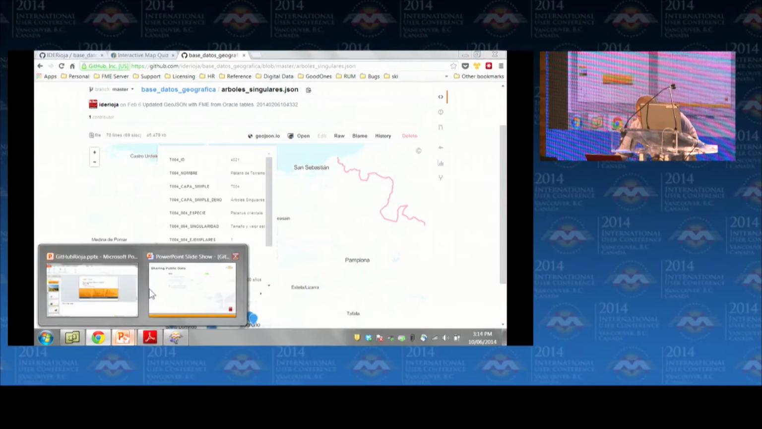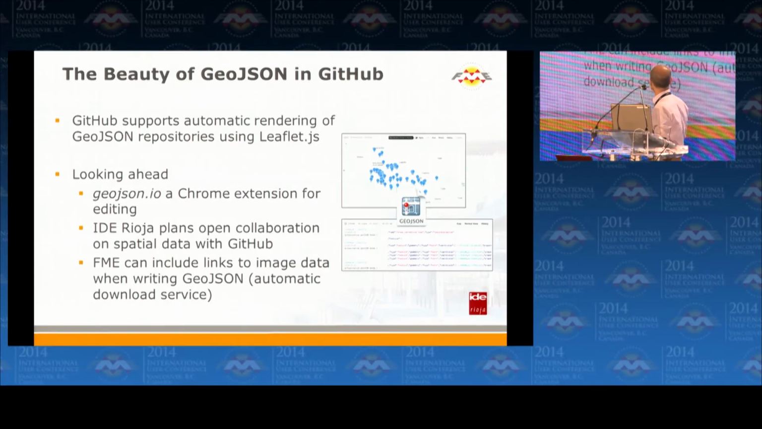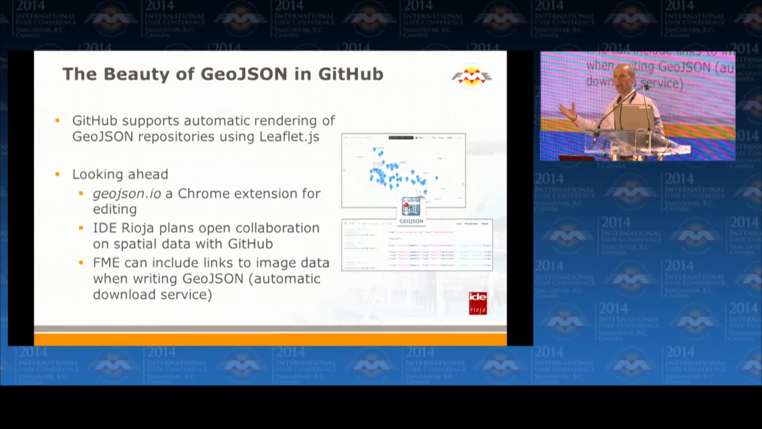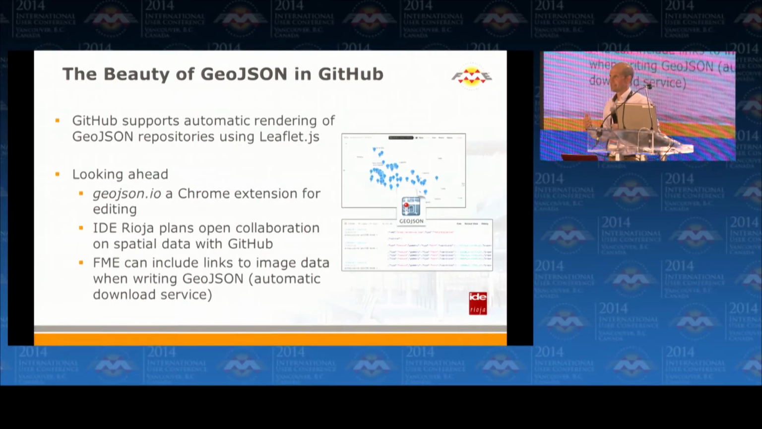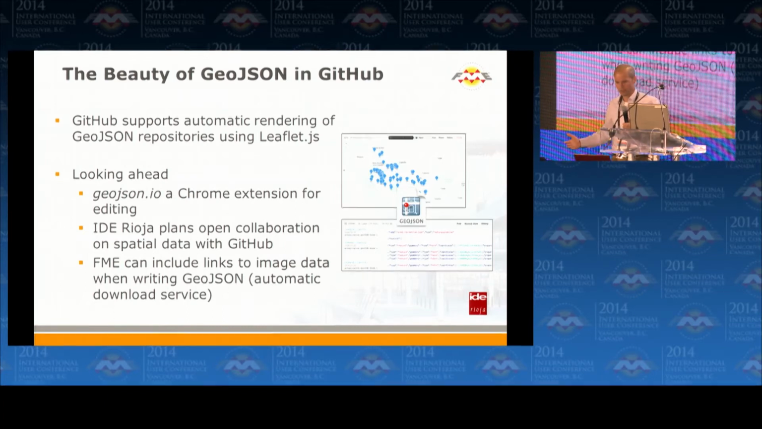Moving forward, I just want to pop back to the slides a sec. There's a Chrome extension, GeoJSON.io, that actually lets you edit GeoJSON files live in Chrome. I'll show that in a second. So with that functionality, IDE Rioja is planning to kind of open it up a bit more for collaborative editing of some layers where it makes sense that people in the public or people at other organizations can collaborate and contribute edits to the data source. So you can see that this is, in my opinion, a very smart way to share public data, it's a great way to allow collaboration on data moving forward.